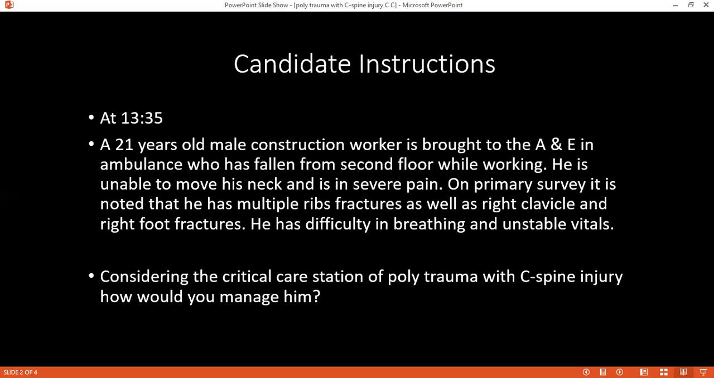Right. So if you have read and understood, considering the critical care scenario, kindly tell me, how would you manage this patient? I will manage this patient according to the ATLS protocol.